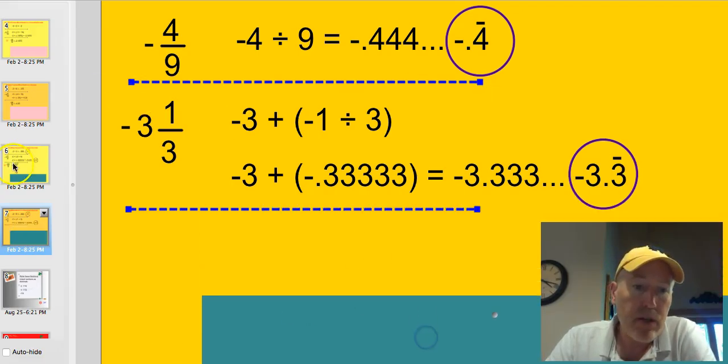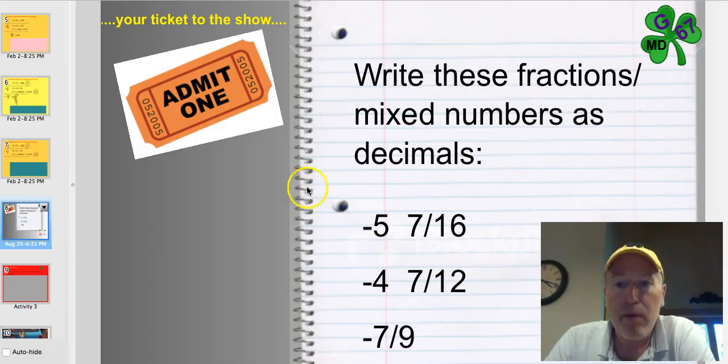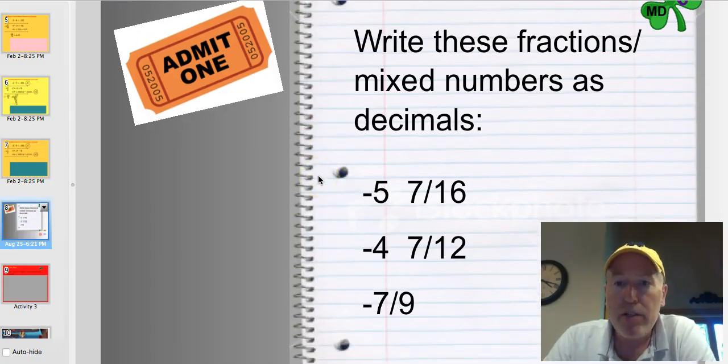I don't think I had anything else down there. I think it's time for the ticket of the show. I have 3 problems for you. Please write these fractions or mixed numbers as decimals. Notice all 3 are negative. Okay, give you a second to write those down.